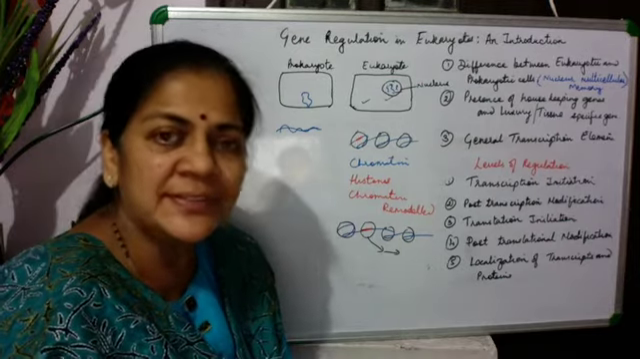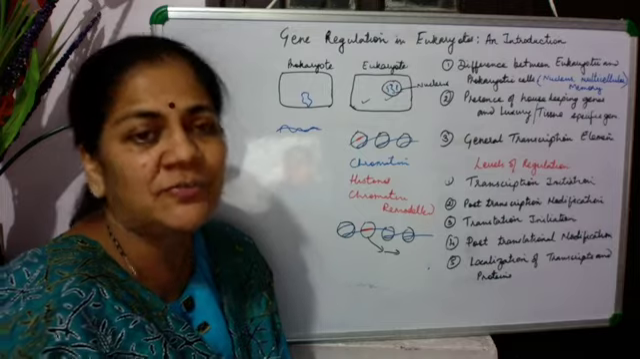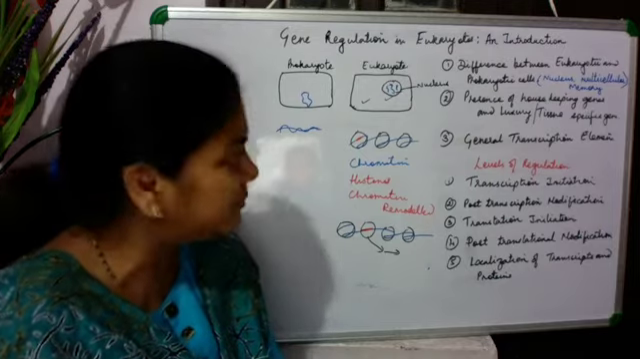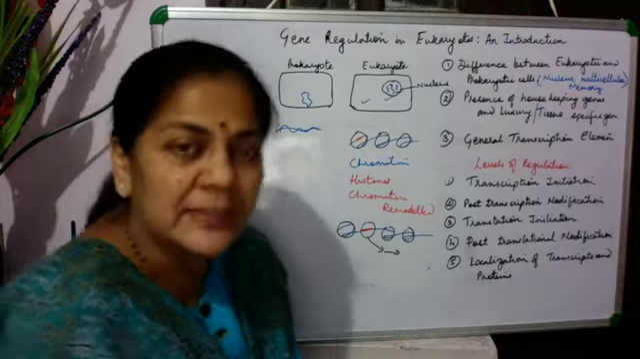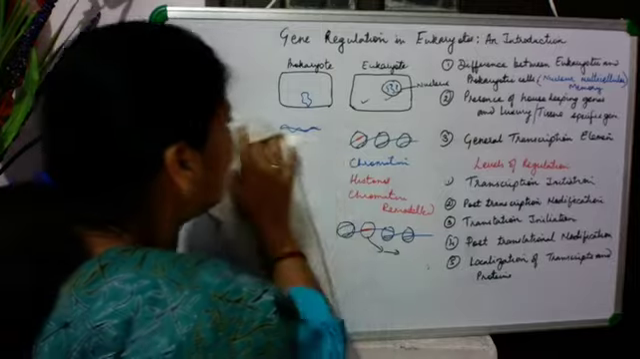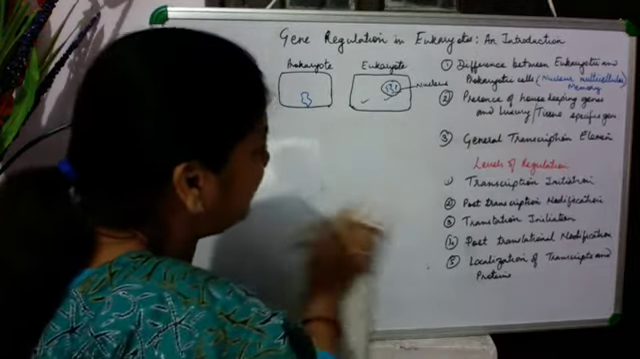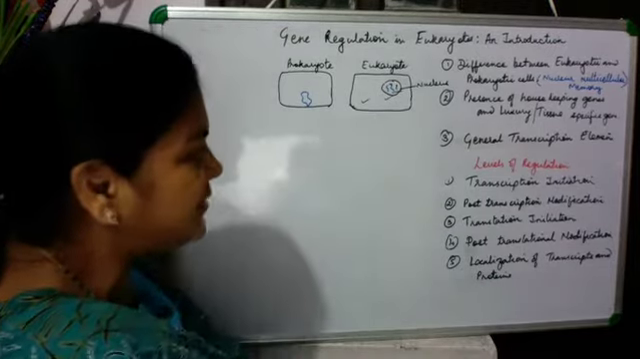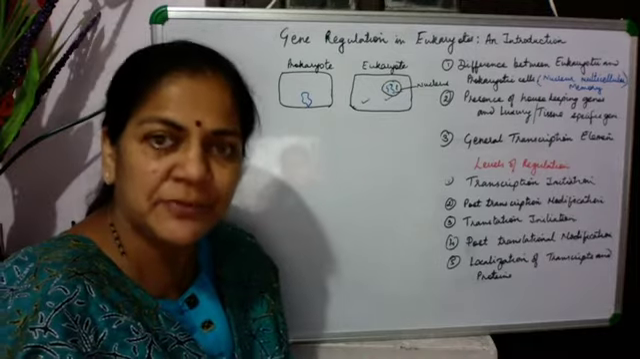Now another difference is the multicellularity of most eukaryotic organisms. Because of multicellularity, there is division of labor, and because of this division of labor, specific sets of cells and tissues are assigned for specific functions.